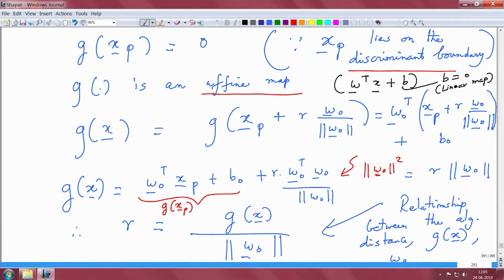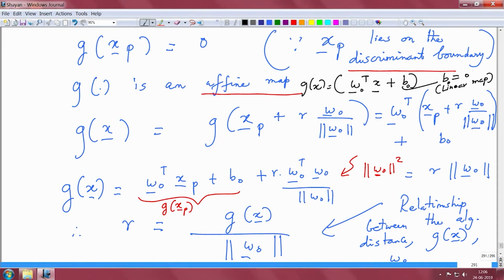So, g of x is w transpose x plus b. So, what I do is I plug in x taking this form xp plus r times w naught upon norm of w naught. So, I get w naught. So, I put this w naught here to be consistent. So, it is w naught transpose xp plus r times w naught upon norm w naught plus this bias b naught. So, I repeat again. So, g of xp plus r times w naught upon norm w naught is w naught transposed of xp plus r times w naught upon norm w naught plus I add this bias which is b naught.